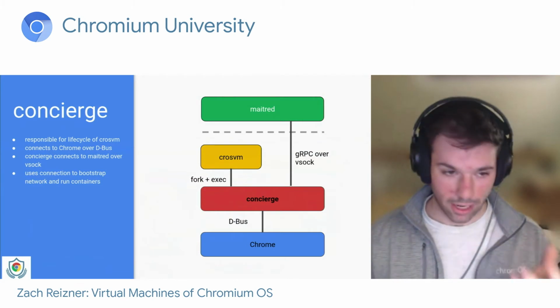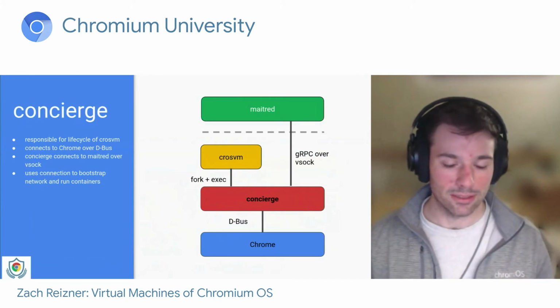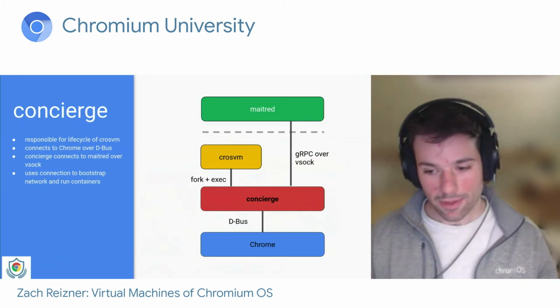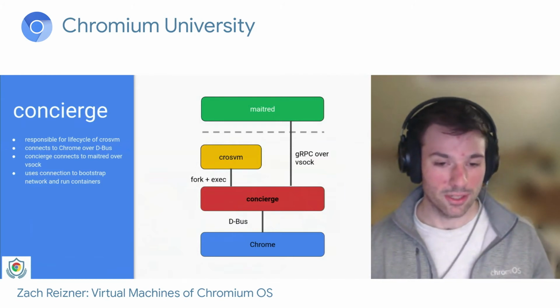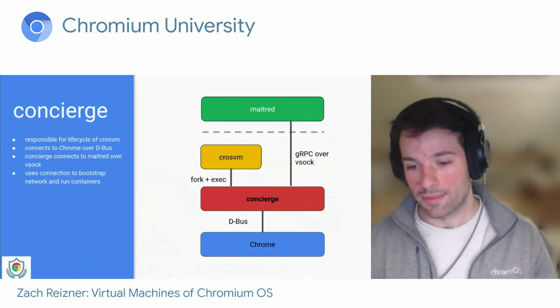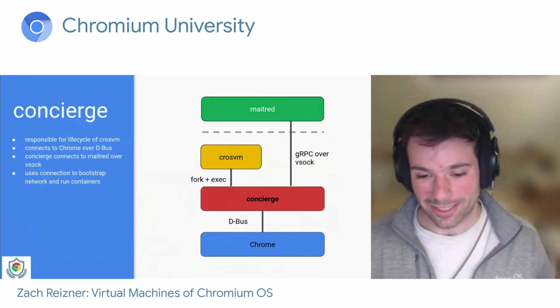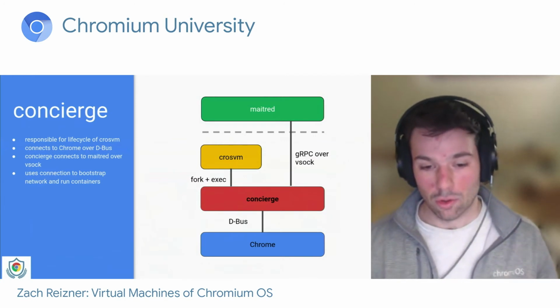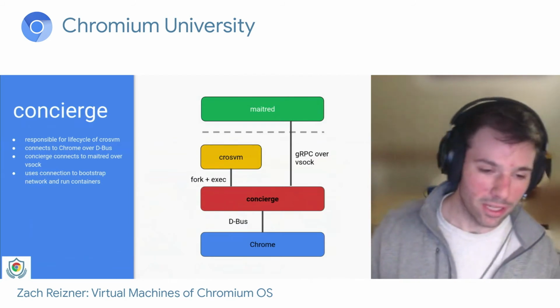So, okay, talking about Concierge. What is that? It's responsible for the life cycle of CrossVM. Concierge is a daemon that'll be running under Chrome OS, and it's listening on dbus for instructions to actually start a VM. So, for example, when I click the Firefox button on my toolbar to actually launch it, Chrome will communicate over dbus to Concierge to actually execute CrossVM if there's not already a VM running for it.